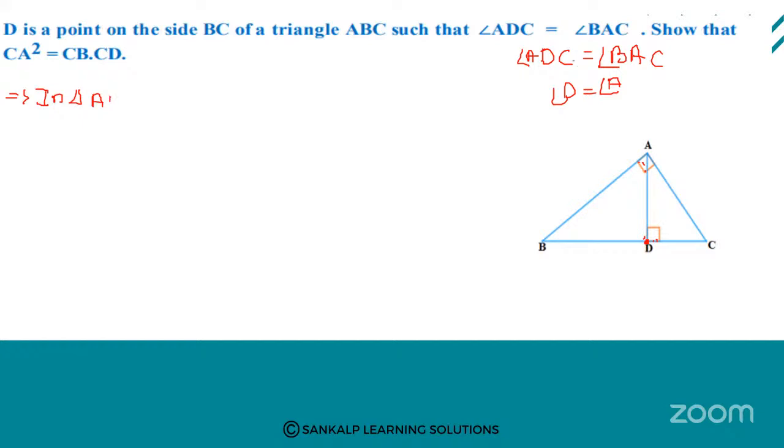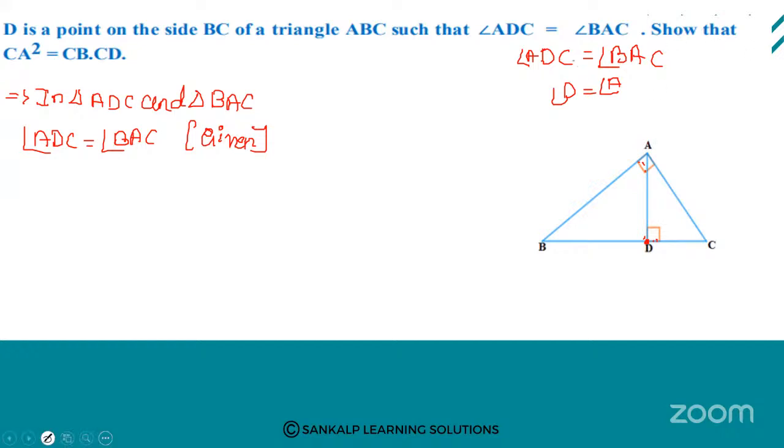In triangle ADC and triangle BAC, see, ADC is equal to angle BAC. They have given this in the question. That means these two angles are equal. It is given. Okay, hence these two angles are equal. Next, what else is equal? See, we are considering triangle ADC and BAC.